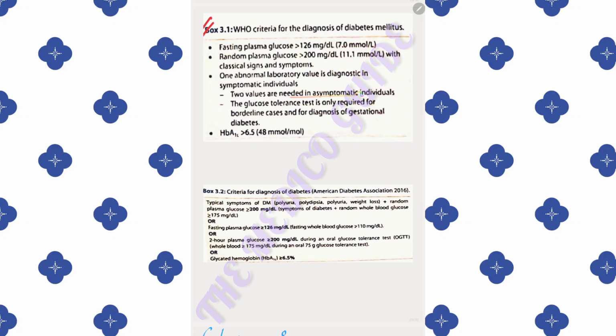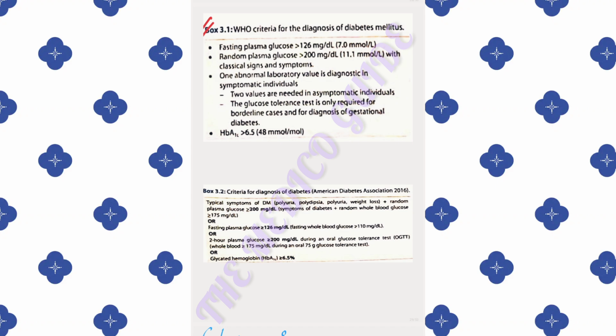Two values are needed in asymptomatic patients. If the patient is asymptomatic, then the two values will be the FBS, the fasting blood sugar level, and the RBS, the random plasma sugar level. The glucose tolerance test is only required for the borderline cases. Now, what are the borderline cases, my dear students? The ones which were categorized as pre-diabetic patients.